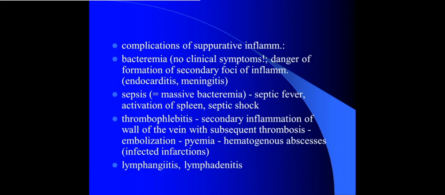Sepsis, septic fever, activation of spleen, septic shock, thrombophlebitis, secondary inflammation of the wall of the vein with subsequent thrombosis, embolization, pyemia, hematogenous abscess, and lymphangitis. This all comes under primary and secondary types of inflammation. Bacteremia is a danger of formation of secondary foci of inflammation, because there is no clinical symptom present in bacteremia. So these are very harmful or very chronic.